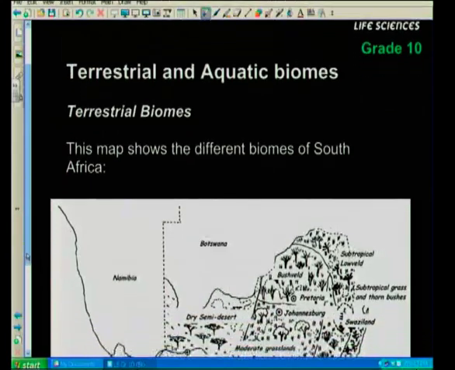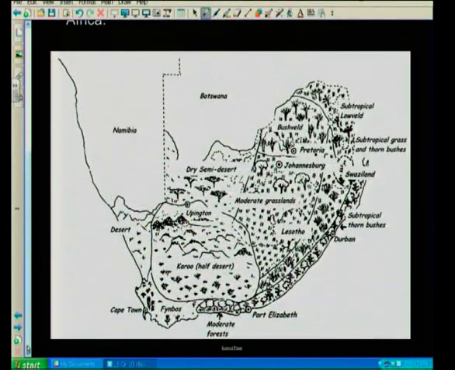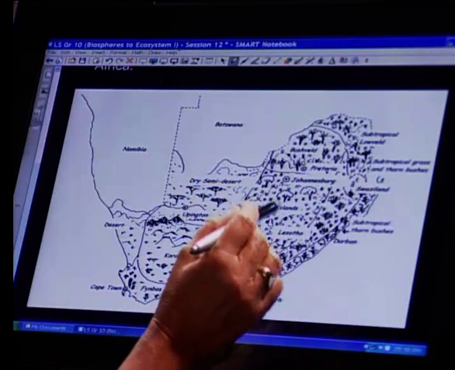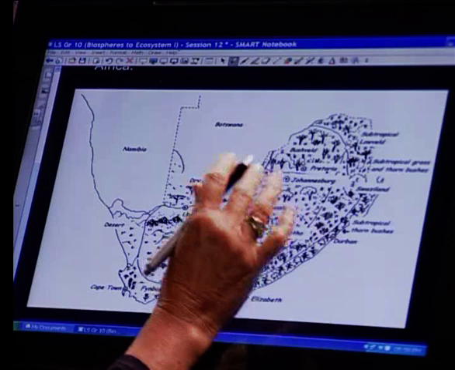All right, now we're going to move on to the map, and we're going to talk about the different biomes in a little bit more detail. All right, we're looking now at the grassland biome. Let's start with the grasslands. Now the grasslands, you get 2 different regions of the grasslands. You first of all get the moderate grassland, which is around about here in Gauteng.